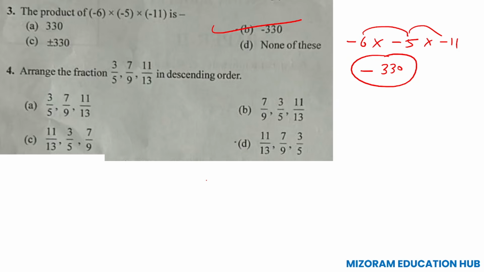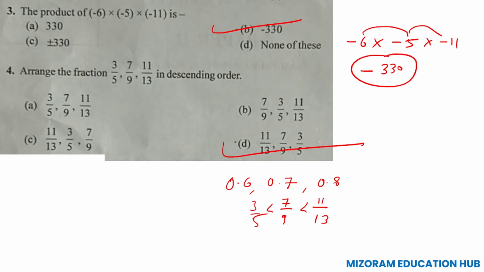Arrange the fractions 3 by 5, 7 by 9, 11 by 13 in descending order. There are methods like the LCM method, difference method and cross multiplication method, but we can simply put in the decimal values. 3 by 5 is 0.6. 7 by 9 is 0.777 and so on. 11 by 13 is about 0.846, because 13 eights are 104. So 11 by 13 is the largest, then 7 by 9, and the smallest is 3 by 5. Option D is correct because this is descending order.